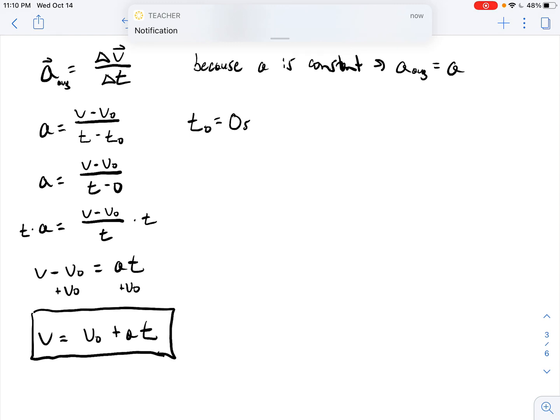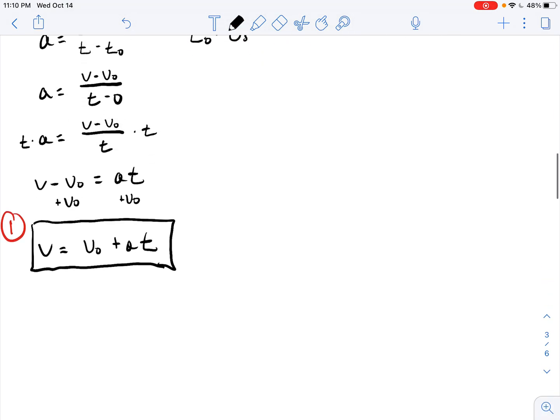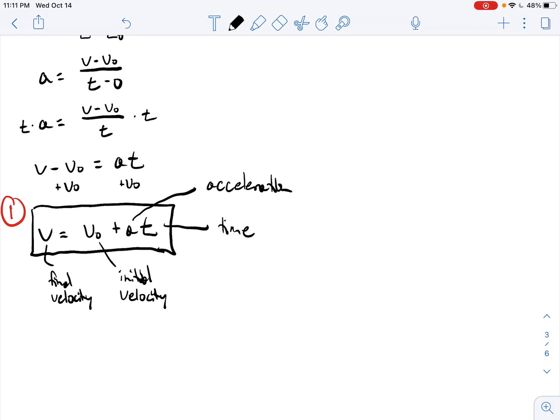So again, we'll call this our first kinematic equation here, and all it is is a rewriting of our equation for average acceleration. So again, what we have here is our final velocity is going to be equal to our initial velocity plus our acceleration times time. So this will be our kinematic equation number 1.